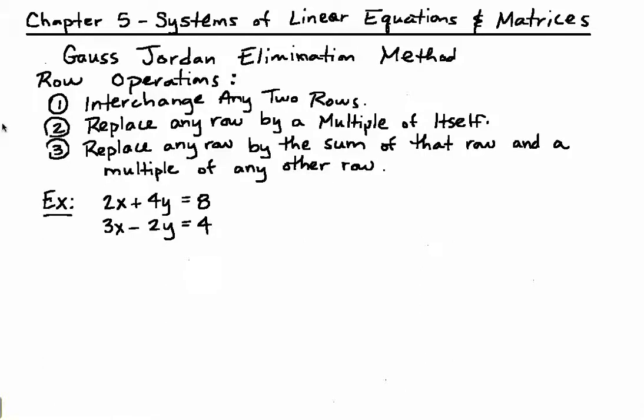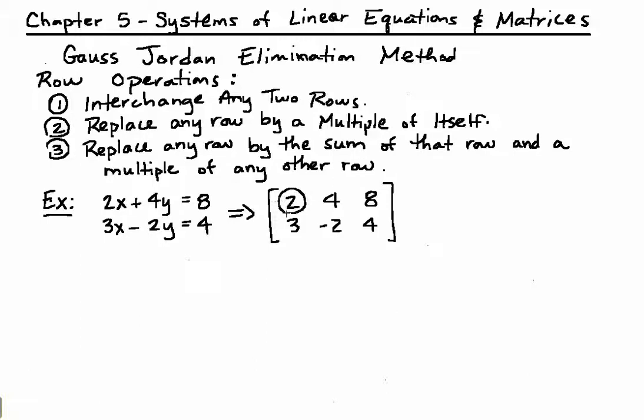When we're solving a system of linear equations with matrices, the first thing we want to do is write our matrix. We do that just by ignoring the variables x and y. And then we want to do something that the book calls pivoting.